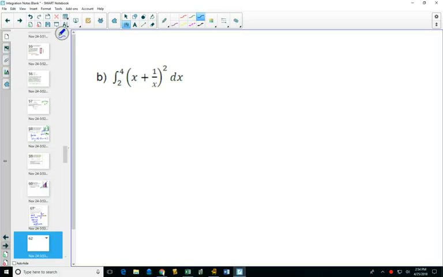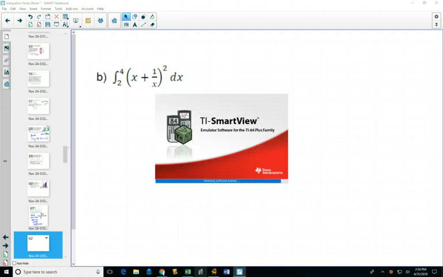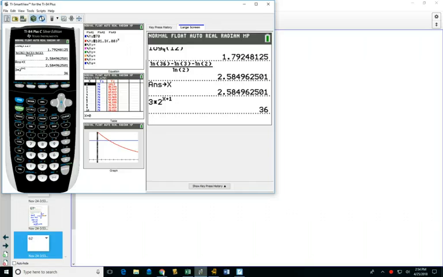All right. We don't wait for very long before getting into some nice, challenging definite integrals. The integral from 2 to 4 of (x plus 1 over x) squared. I'm going to see if you can think of what kind of strategy you're going to use. I'm going to open up my calculator and graph (x plus 1 over x) squared just to see how pretty a graph it looks like.